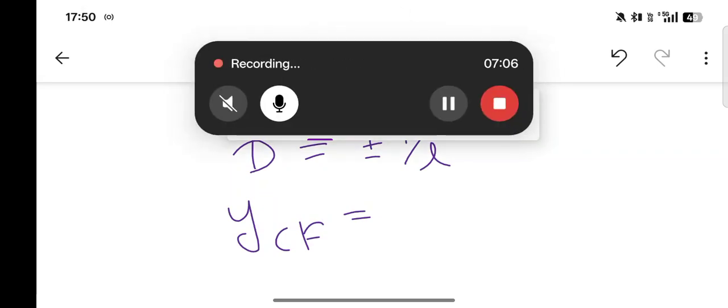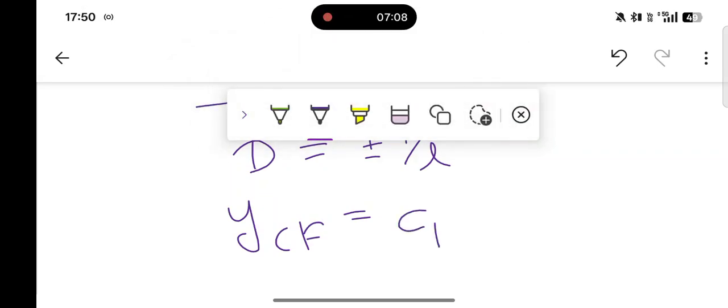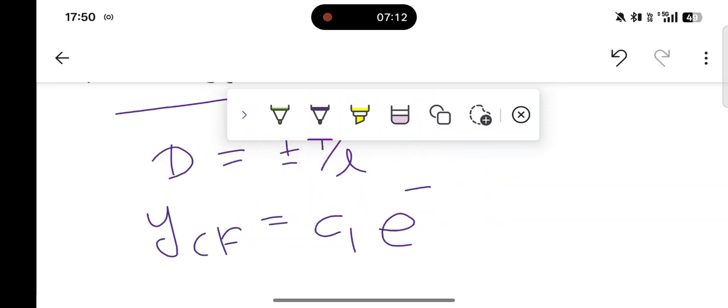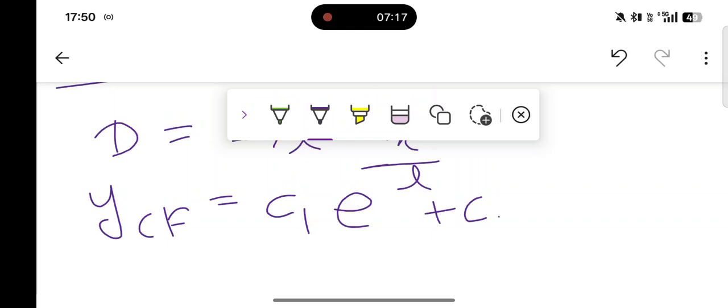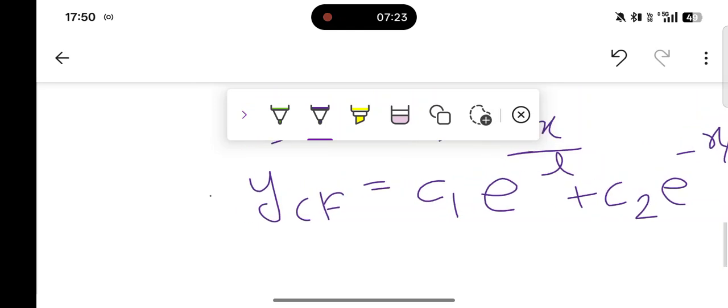Now this will be equal to what? According to the formula, c1 e to the power, I am writing the plus first, the first root first actually, plus c2 e to the power minus x by l, right? Hopefully you can understand. Now this is our nx also.